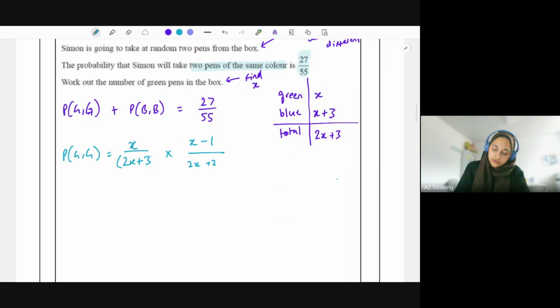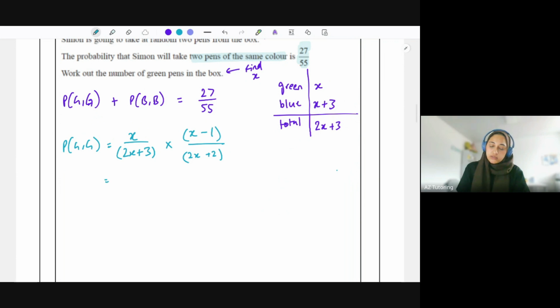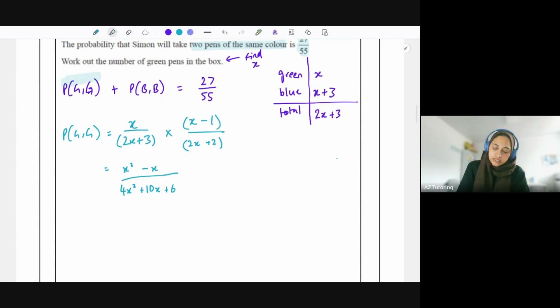Let's simplify this. Always recommend putting brackets around these expressions so you don't miss out when timesing. So we've got x times x is x squared, x times minus 1 is minus x, over 2x times 2x is 4x squared. We've got 2x times 2, which is 4x, and then we've got 3 times 2x, which is 6x, so 4x and 6x is 10x. And then finally, 3 times 2 just gives us 6. So we can't do anything more with that. That's simplified.